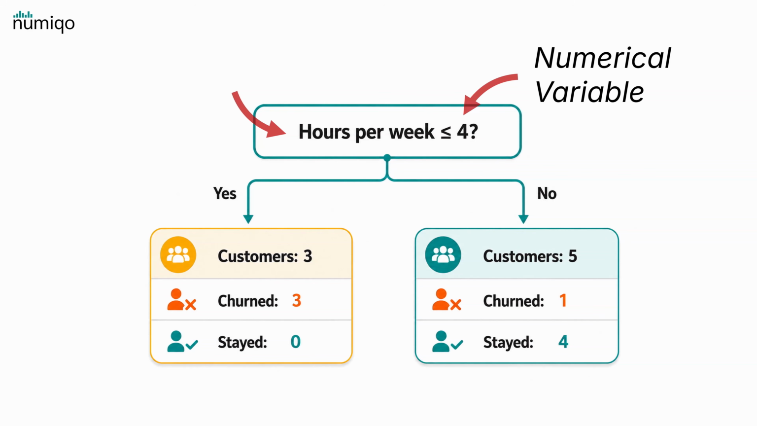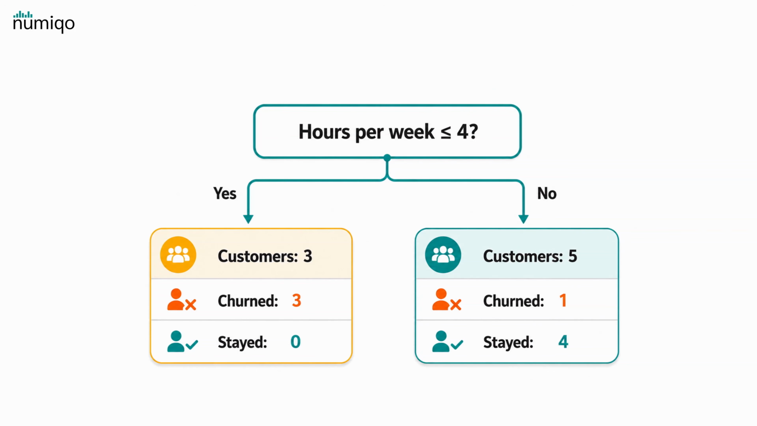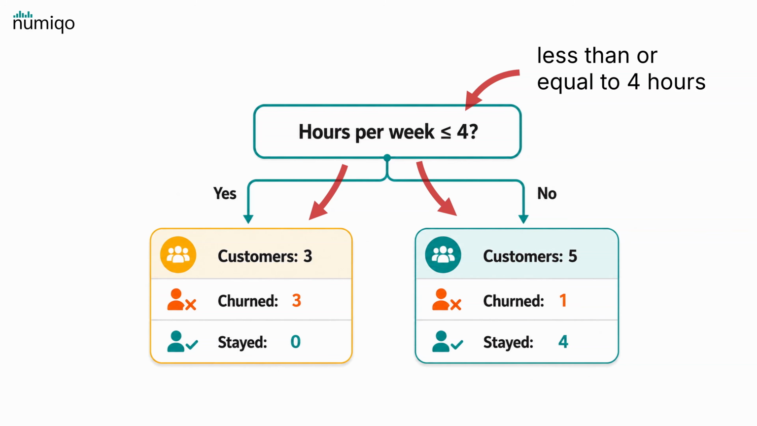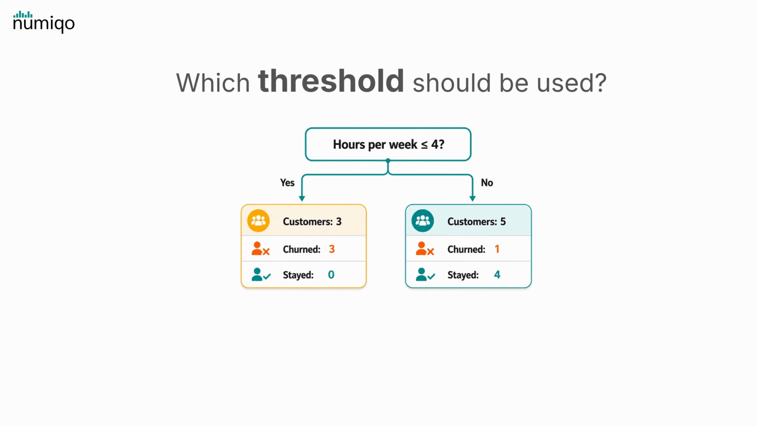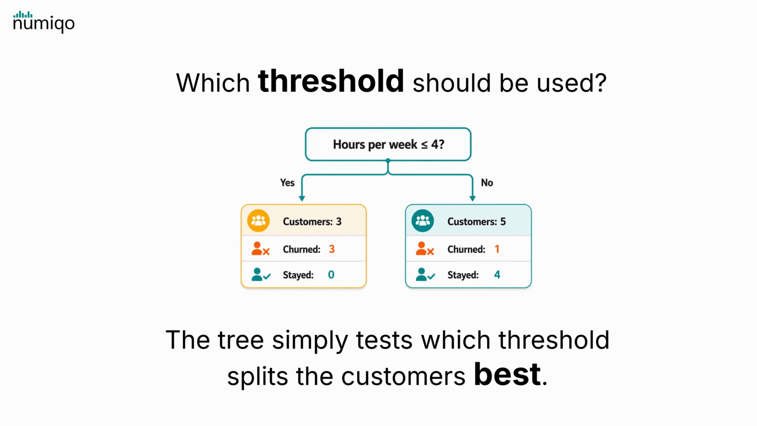Hours per week is a numerical variable, so we do not have categories, but numerical values. For numerical variables, the decision tree therefore looks for a suitable threshold. For example, the threshold could be less than or equal to 4 hours. So the tree checks which customers stream 4 hours or less and which customers stream more. The question now is, of course, which threshold to use. You could also use 5 hours as the threshold. The tree simply tests which threshold splits the customers best.